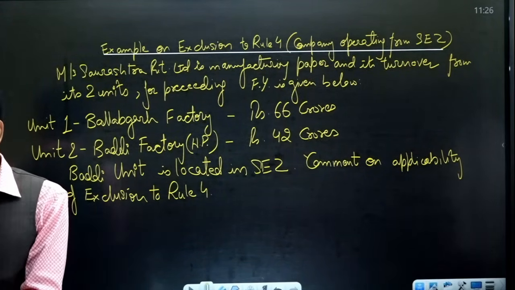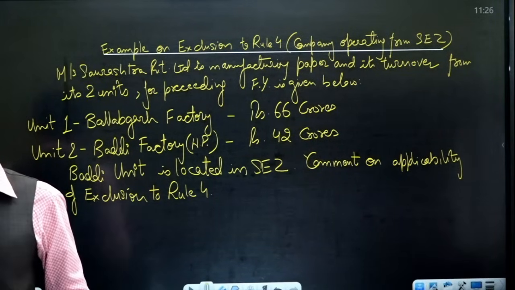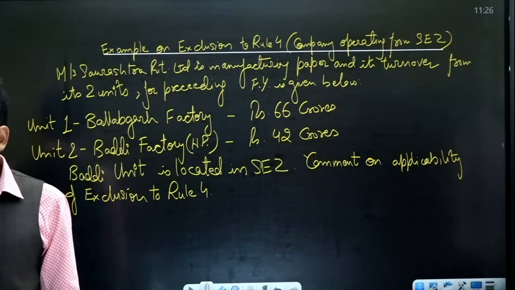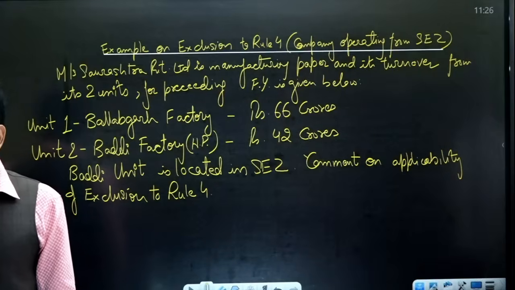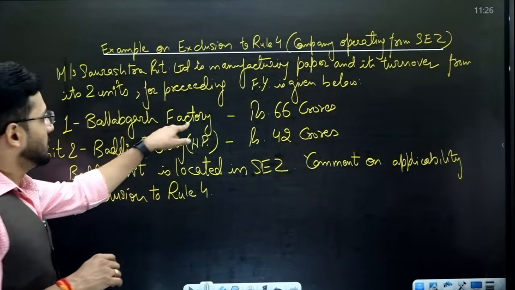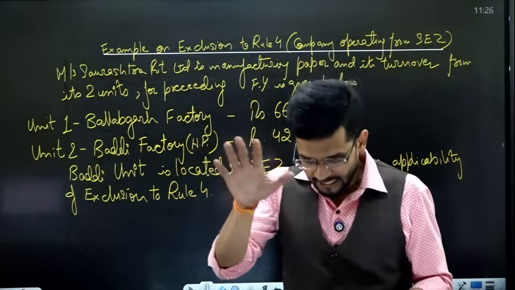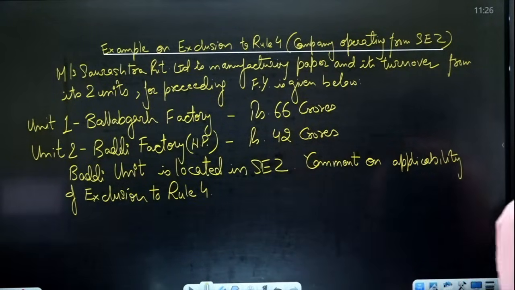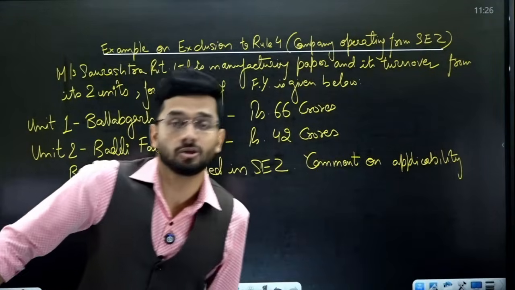So yes guys, this is a tricky situation where half of the company, which is one of the units, is categorized under cost audit. One of the units is not categorized under cost audit, which means that the Ballabgarh factory is not an SEZ. Baddi factory is an SEZ. Okay. So now there is a problem whether we conduct cost audit or not. If yes, of which of the units?